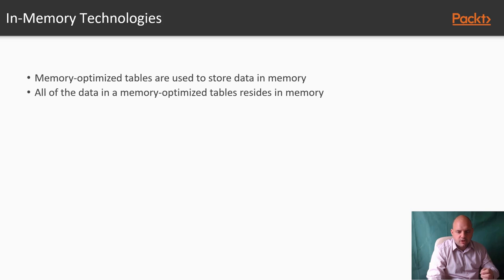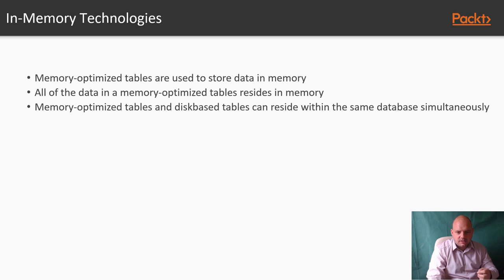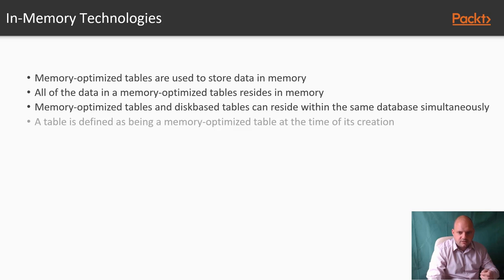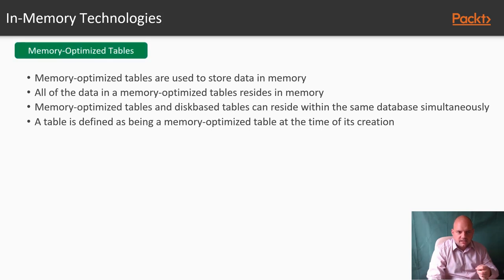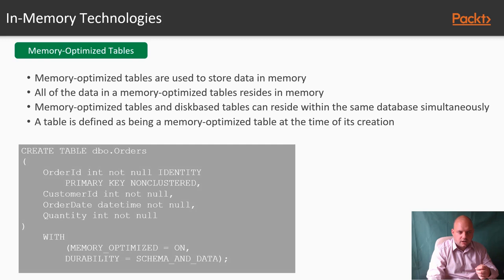All of the data in a memory optimized table resides in memory. Memory optimized tables and disk-based tables can reside within the same database simultaneously. A table is defined as a memory optimized table at the time of creation, so a memory optimized table script will contain code that enables the memory optimization. You can see that in this snippet of code here. We've got a create table, our table definition, and then WITH MEMORY_OPTIMIZED ON, DURABILITY, SCHEMA_AND_DATA. The MEMORY_OPTIMIZED keyword specifies whether or not the table is a memory optimized table.